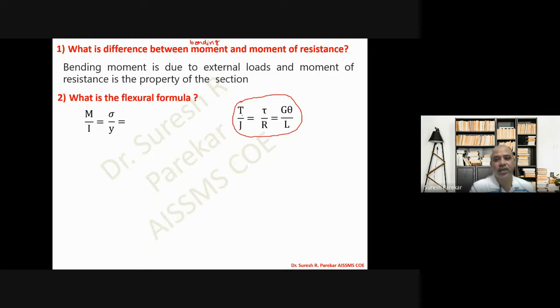tau is the shear stress, sigma is the bending stress, R is the radius, Y is the distance from the neutral axis, E is the modulus of elasticity, and R is the radius of curvature, G is the shear modulus, and L by theta is the length per unit twist.